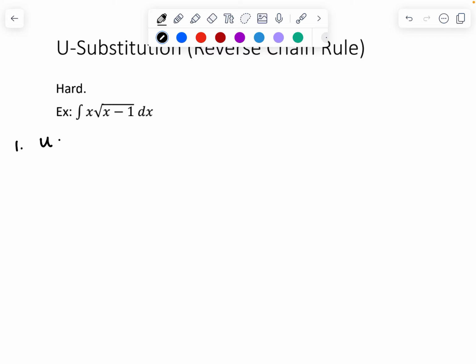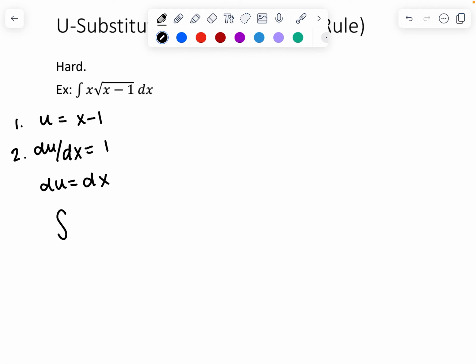So my inside function is going to be x minus 1. If I take the derivative of that, I get 1. So that makes me find that du just equals dx. So I can just do a direct flip. But now watch what happens. We already talked about how this is going to be a problem, but what happens when I plug things in? I'll get x, then I'll get the square root of u, because I replace x minus 1 with u, and then I get du. So the problem is, I got u's and I got x's, and we're integrating with respect to u's, so we are only allowed to have u's.